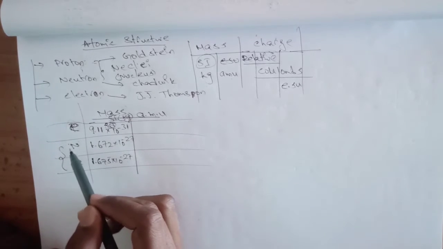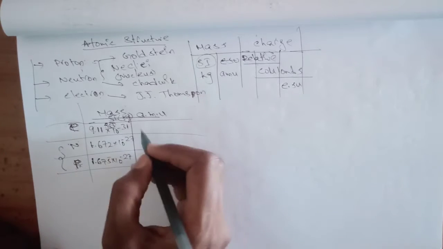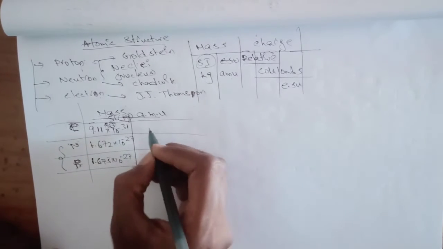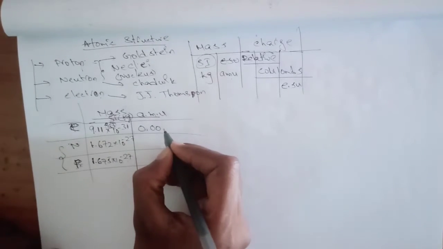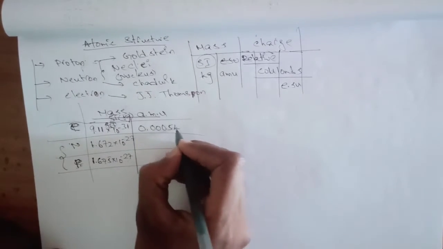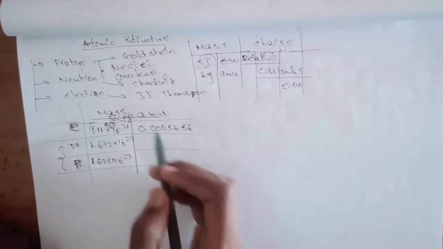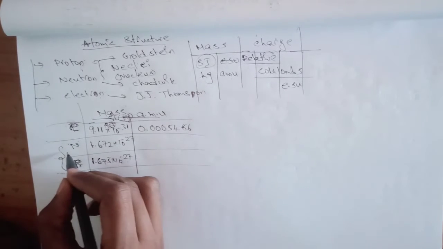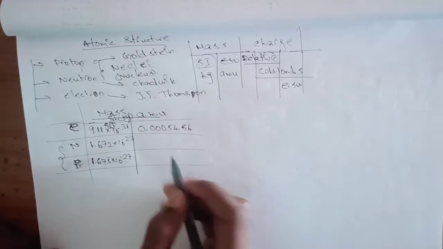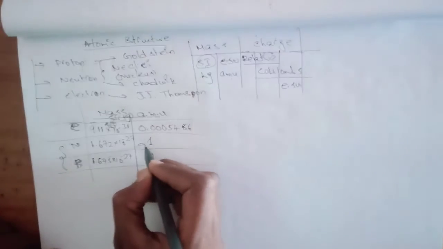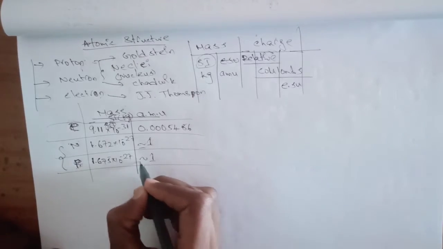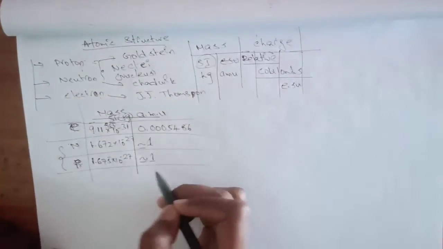And the atomic mass unit of the electron is far less. It is 0.005486 atomic mass unit, and the neutron and proton atomic mass is very close to 1. It is very close to 1. Just remember it is close to 1.